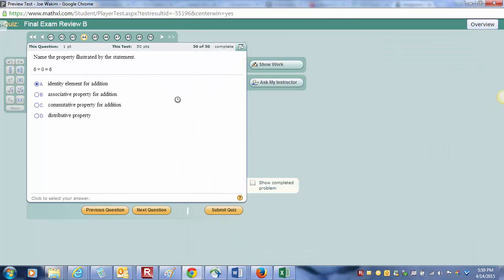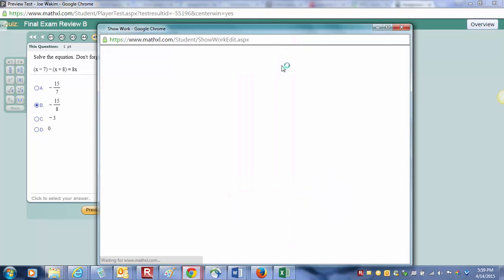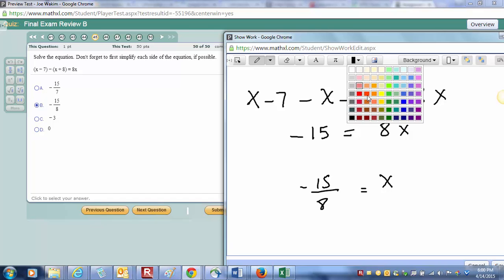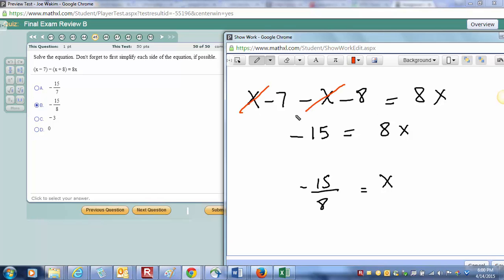Number 45. Here we have to solve a linear equation, and we have some parentheses that we need to simplify first. X minus 7, we can remove the parentheses, but here there is a minus sign. We need to distribute the minus sign. So minus 8 minus x equals 8x. So this x and this x will cancel. And negative 7, negative 8 is negative 15 equals 8x. To solve for x, divide both sides by 8. X equals negative 15 over 8 would be the final answer.